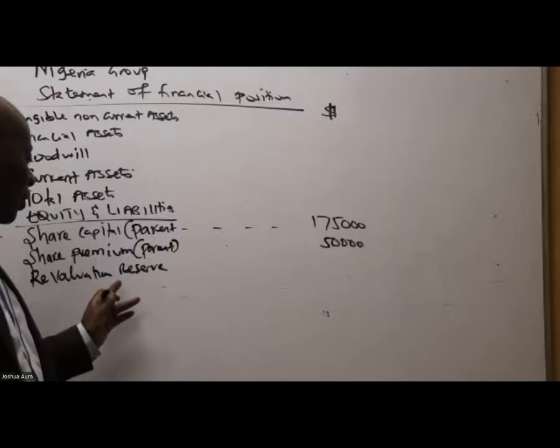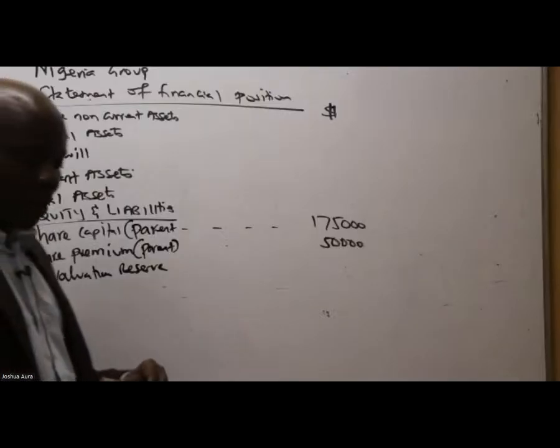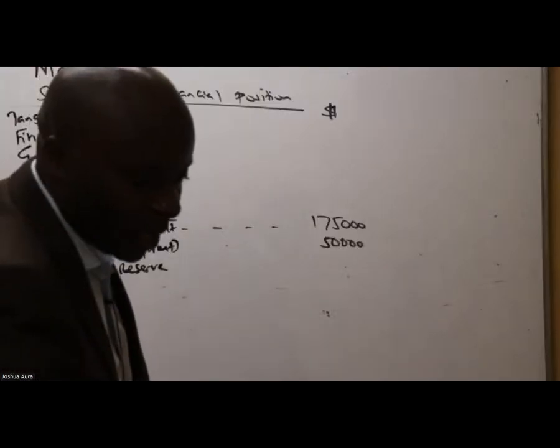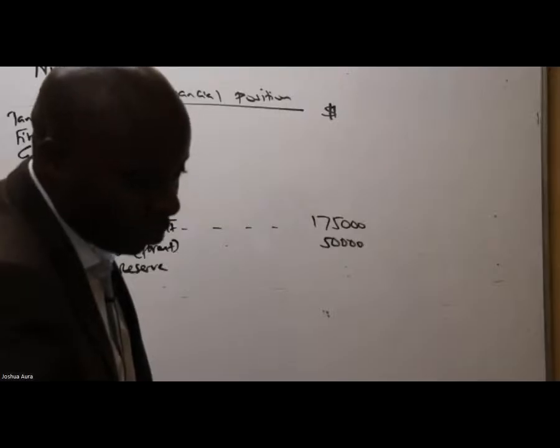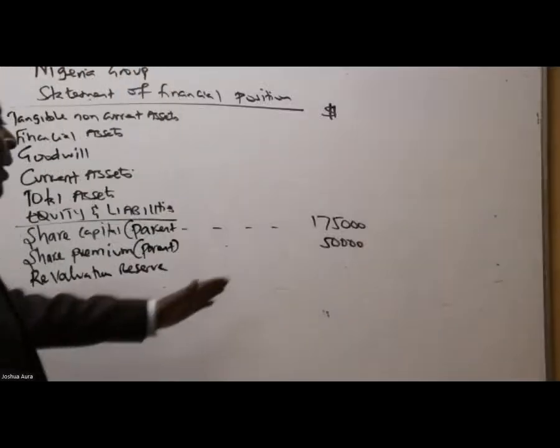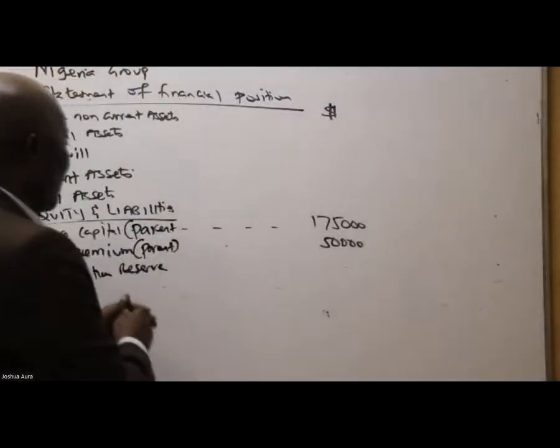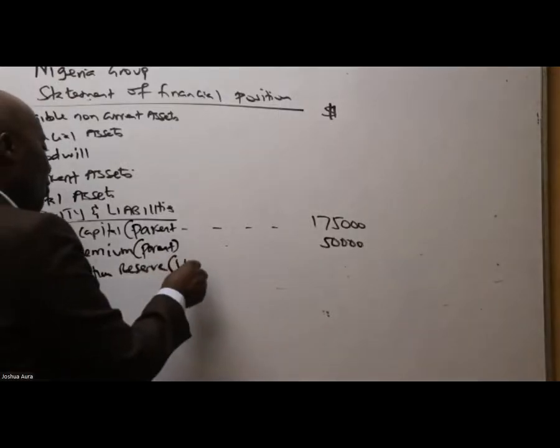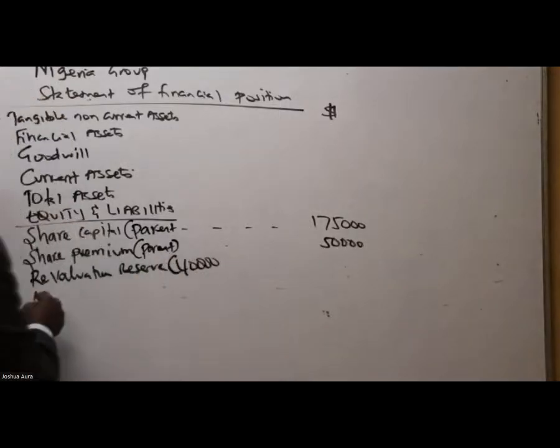So in this case, for the revaluation reserve, the figure that you have there, pick the one of the parent only, but with possibilities of being adjusted. So revaluation reserve, I'll pick 40,000 alone. But I can't take it here as the net. This one here may need some adjustments.